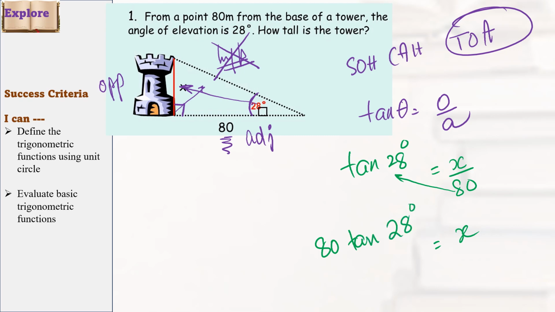Again I am telling you to make sure that the calculator is in degree mode. So this will give me 42.536, so 42.54, and here they are telling me to use meters as the unit.